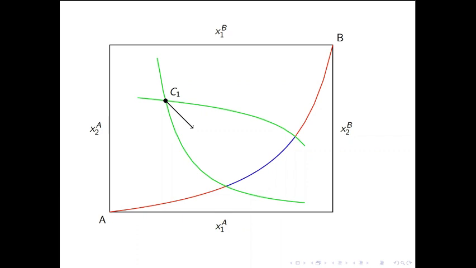The reason for why they will end up in the core and not somewhere else on the contract curve is because all other points on the contract curve imply that one player is worse off than he is at C1. And of course, no player will agree to trade to a point in which he is worse off. He will only agree to trades if the trade makes him at least as well off as he is without the trade.